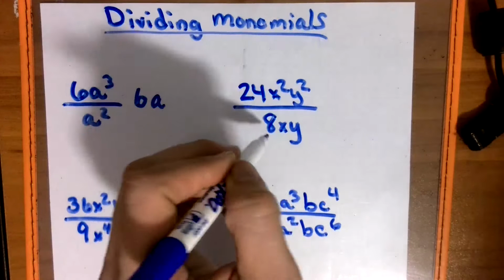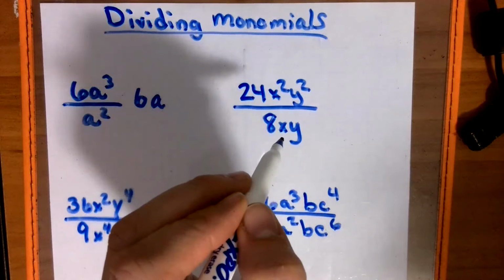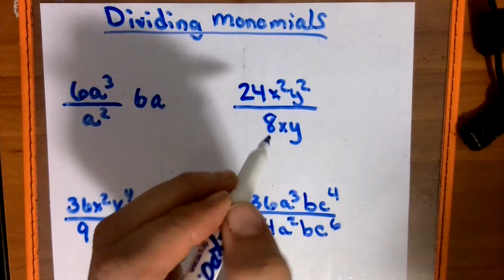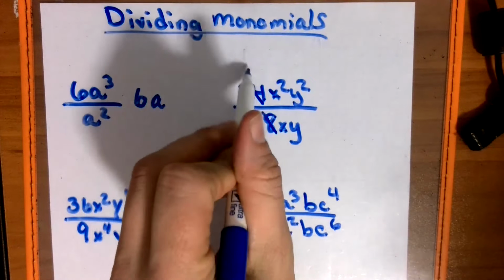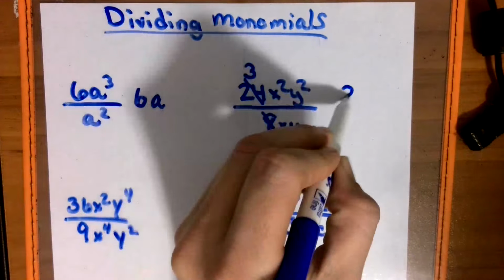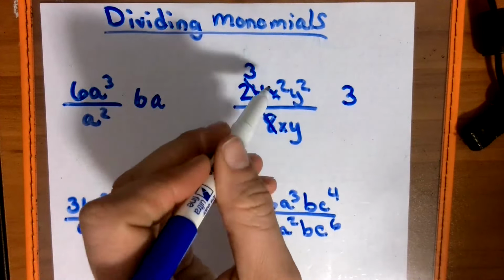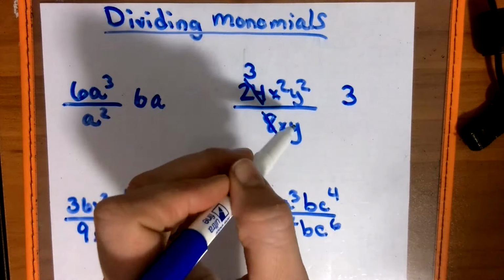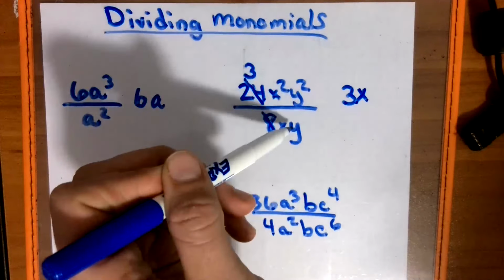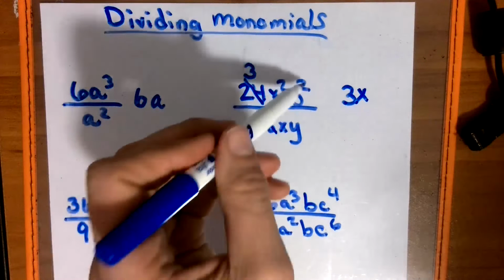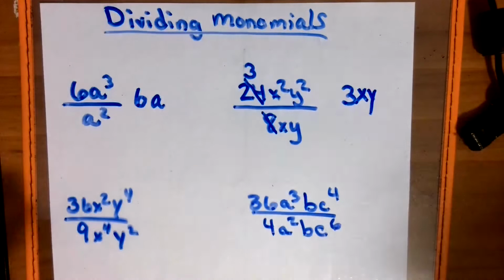So we look at the numbers, and 8 and 24, they can be divided. So we can take 8 and it's going into 24 3 times. So we have a 3. And then who has more x's, top or bottom? The top. So we take away 2, take away 1. So we're left with 1 x left over on top. And we had 2 y's on top and 1 on the bottom of the y's. So 2 take away 1 is 1 y left over. So that's what we have there.